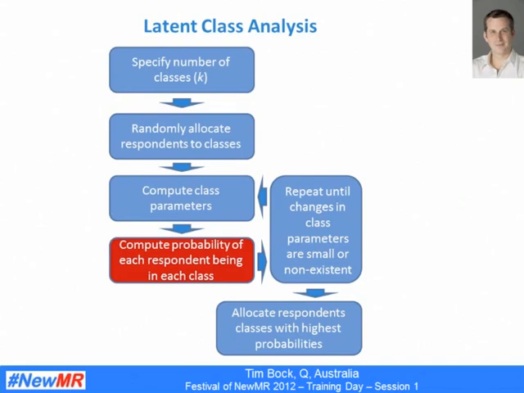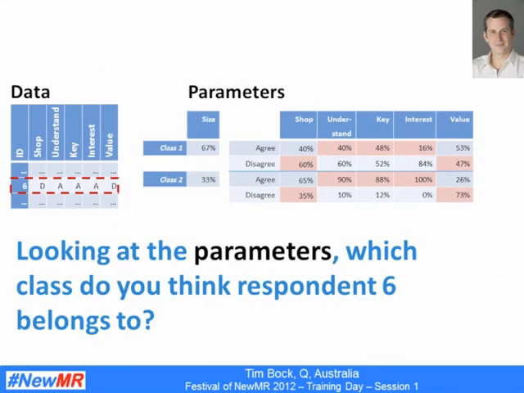And we're going to look at how to compute the probabilities of a person being in a particular class. So looking here at respondent 6, shown on the left, this respondent disagreed with the first statement, agreed thrice, and then disagreed. If we look at the parameters, we can see that the first segment or class contains 2/3 of the sample, the second 1/3.